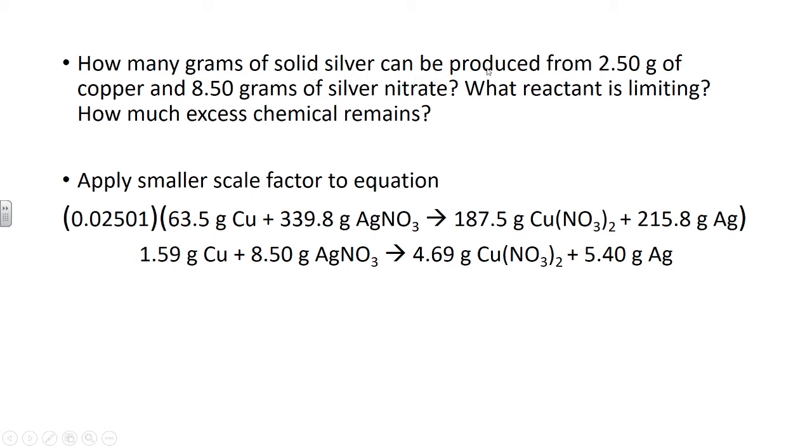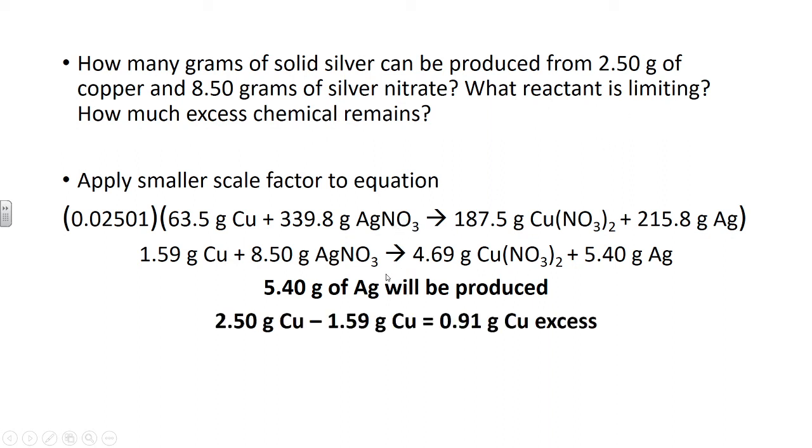How many grams of solid silver can be produced? So we can make 5.40 grams of silver. What reactant is limiting? Well, we figured that already. That was the silver nitrate. How much of the excess chemical remains? So we need to do some subtraction now. We use 1.59 grams of copper. We need to do a little bit of subtraction, and we find that 0.91 grams of copper will still be in our container. That is the only example I'm going to show you, and we're going to go straight to practice now.